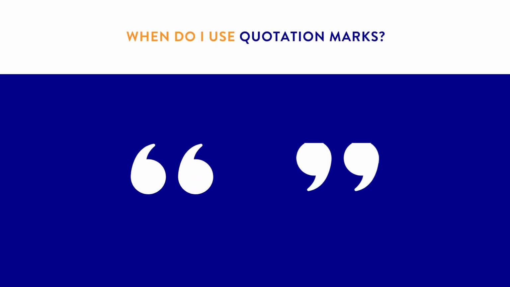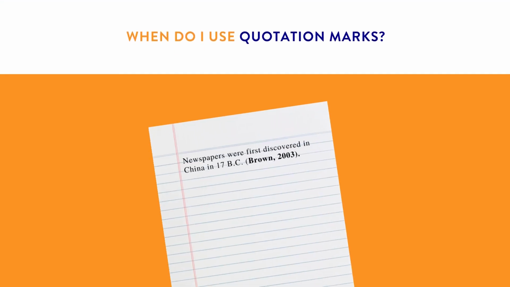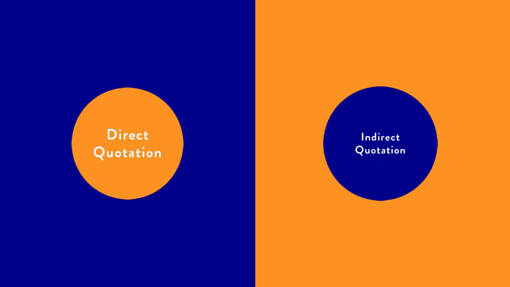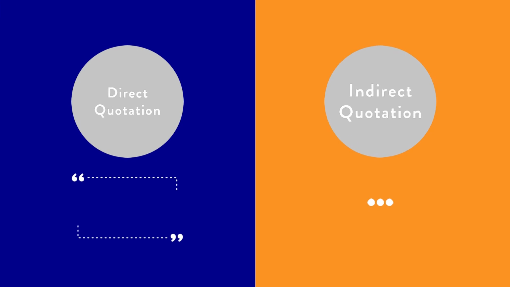Now let's look at when to use quotation marks. You are, of course, allowed to use someone else's ideas in your academic work. However, you are only allowed to use them if you give credit to that person. There are two types of quotations found in academic writing: a direct quotation and an indirect quotation. A direct quotation presents an author's exact words, whereas an indirect quotation presents an author's idea.